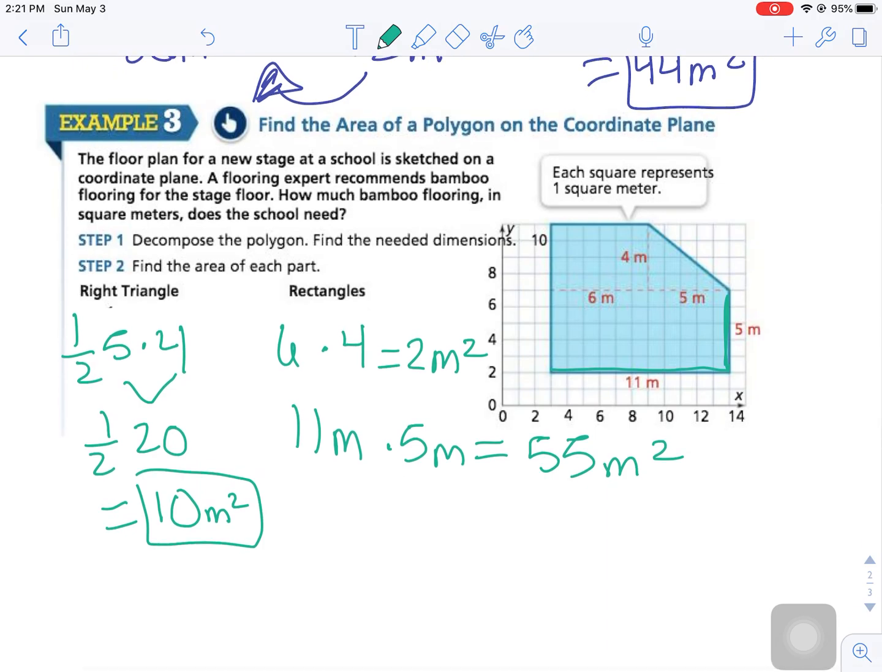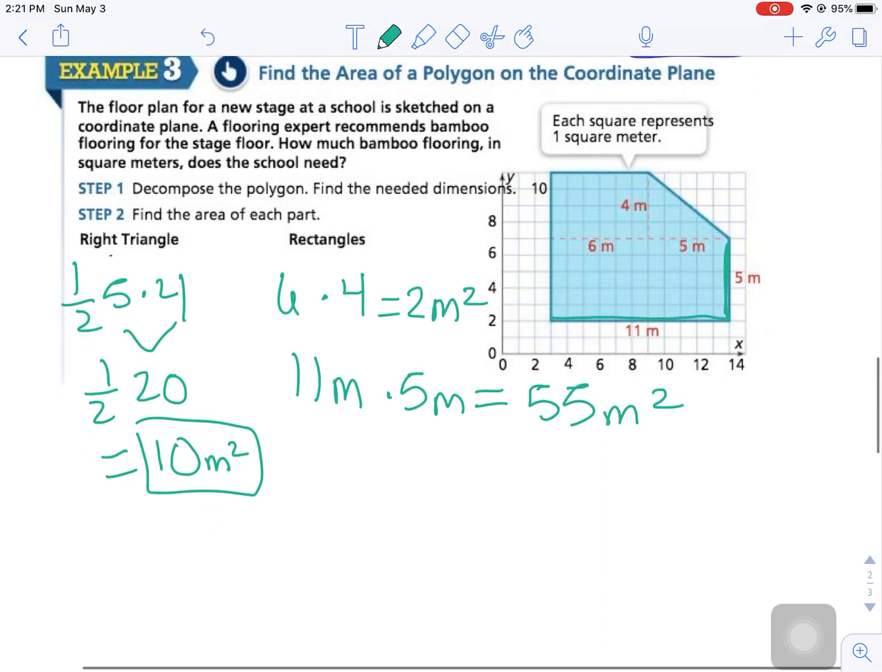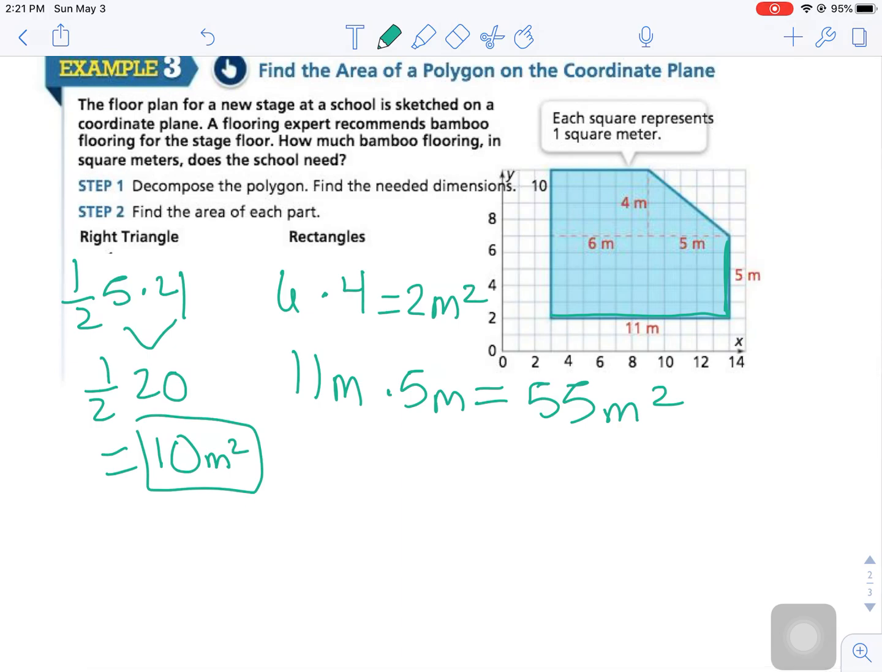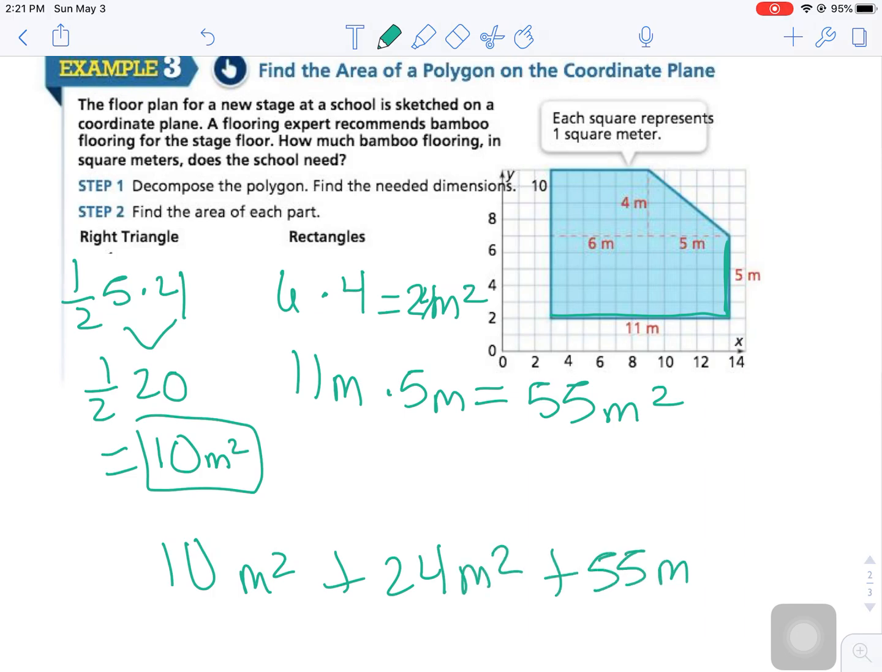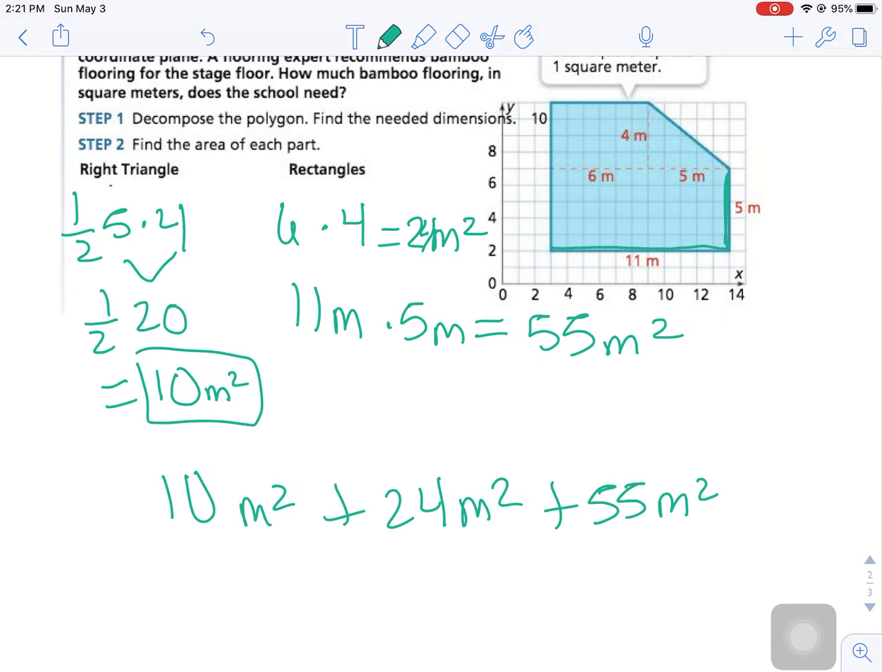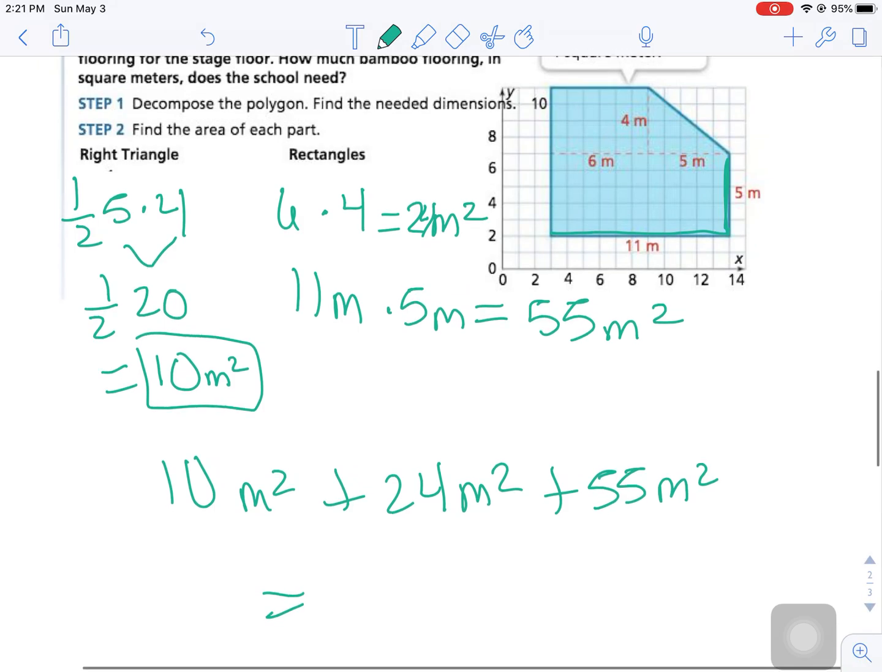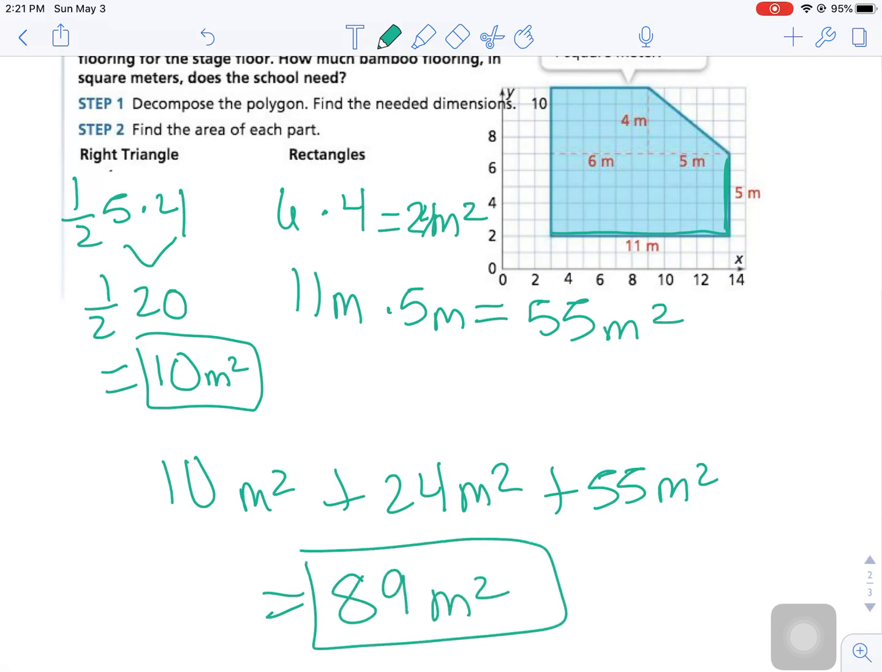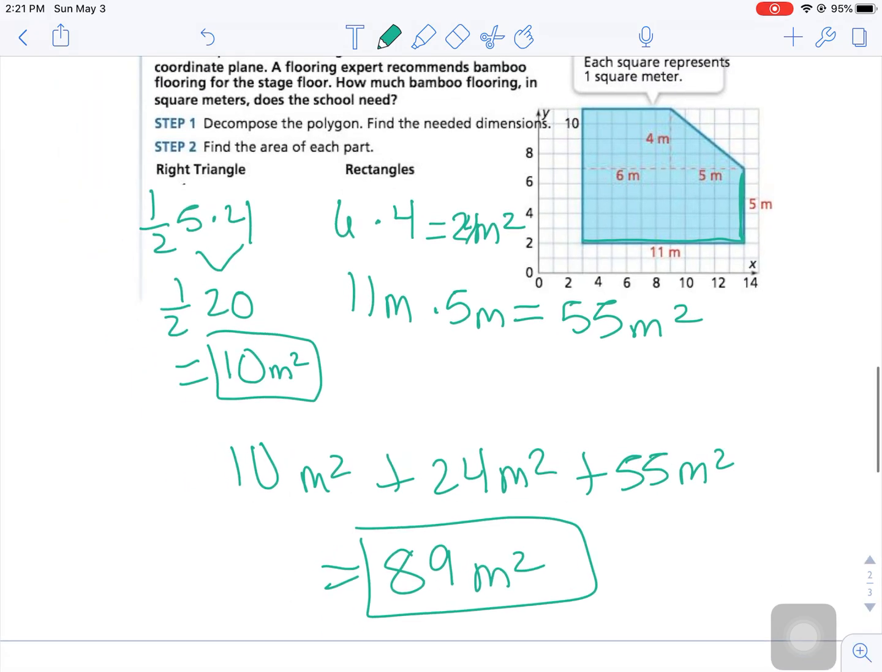So now that I have all of those isolated, to find the area of the entire polygon, I just want to combine them. I want to add them all up. And sorry, I put 2 up here. I should have put 24. My bad. So I'm going to do 10 meters squared plus 24 meters squared plus 55 meters squared. So go ahead and calculate this by yourself. What is my total area of that entire polygon now? If I have 10, 24, and 55, my entire area of this entire polygon is going to be 89 meters squared.